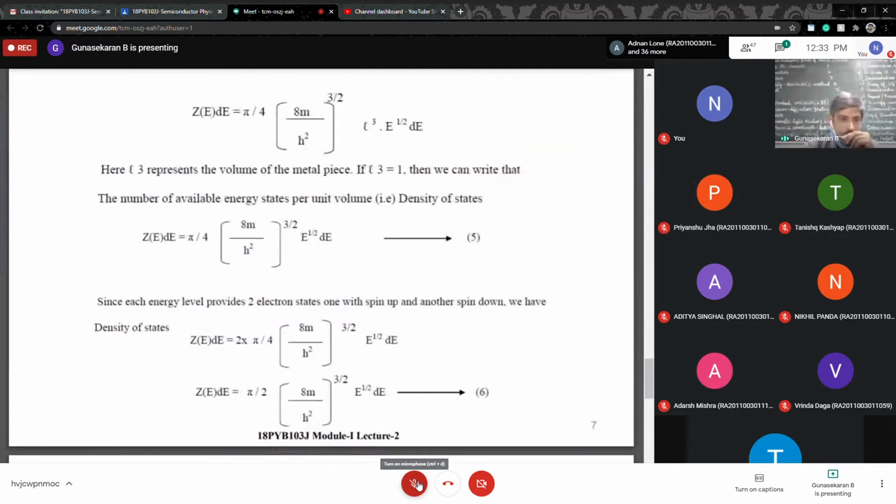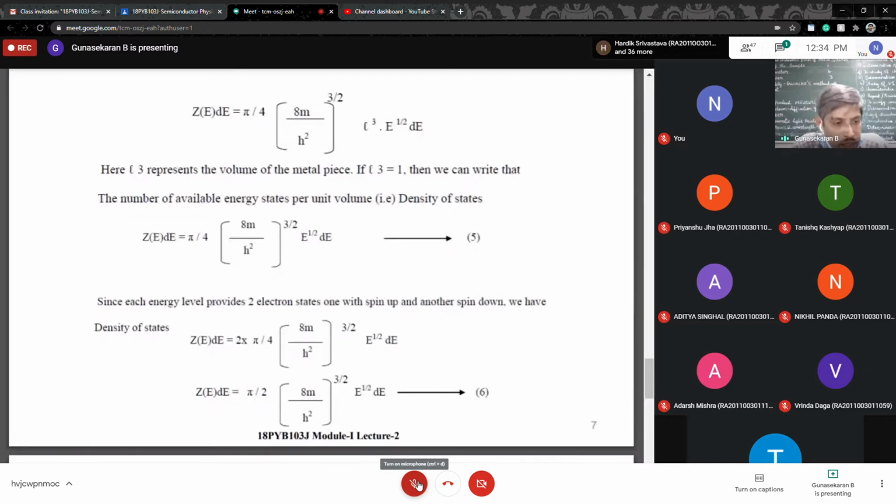That is 2 into pi by 4. I think we get pi by 2 here. So pi by 2, 8m by h square whole power 3 by 2, E power 1 by 2 dE. Again, Z of E dE is pi by 2, 8m by h square whole power 3 by 2, E power 1 by 2 dE. That equation 6 gives the density of states in the available energy levels. But already you considered a sphere of volume, and that is 1/8 of it, an octant. Is it correct?